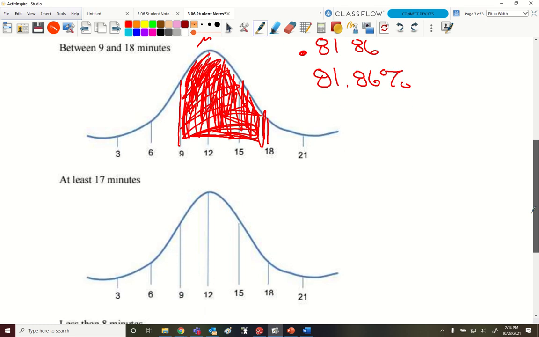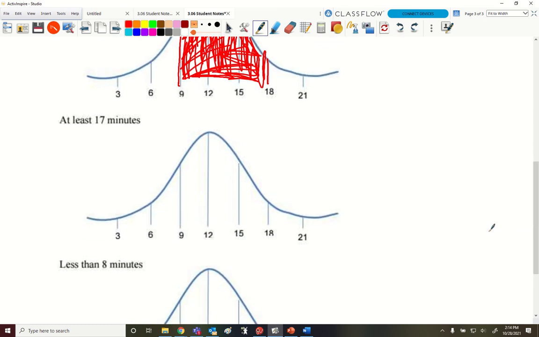Now this next one says at least 17 minutes. So that means the least amount is going to be 17 minutes, right? I'm going to put 17 on here. So if that's the least amount, what side of this am I shading? Right. Very good. I'm shading the right side.